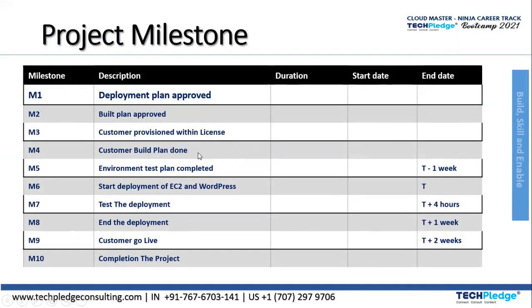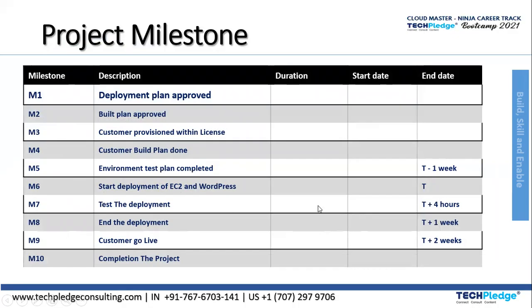For the customer, the build plan is done and the environment test plan is completed. Here we say that the end date for testing is 1 week. When the build plan is done, that is when milestone 4 is achieved, we go for 5, that is testing. And then M6 is start deployment of EC2 and WordPress. After that we'll test that. So this is milestone 6 and 7. After deployment we'll test that, then end the deployment.